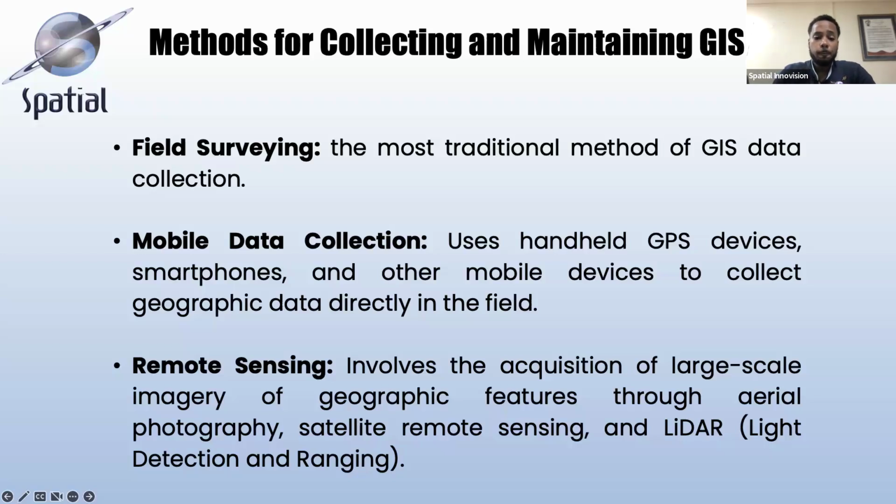Now, remote sensing is a big boy, which involves the acquisition of large-scale imagery of geographic features through aerial photography, satellite remote sensing, and LiDAR. This method captures comprehensive data over large areas that can be analyzed and interpreted to extract valuable information. Remote sensing is commonly used for tasks such as land cover mapping, environmental monitoring, and utility network verification.